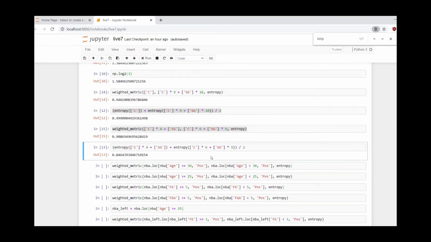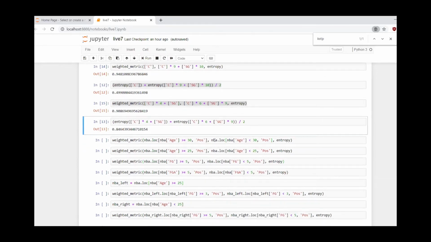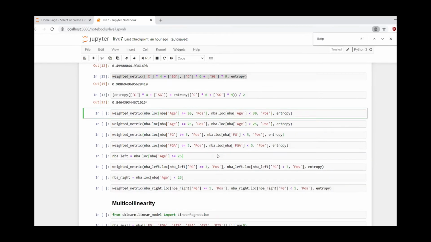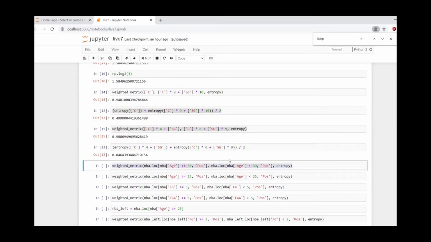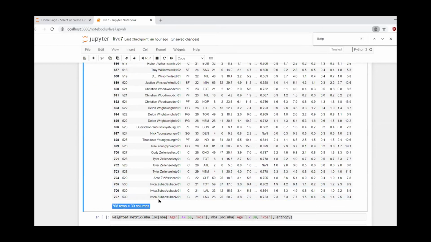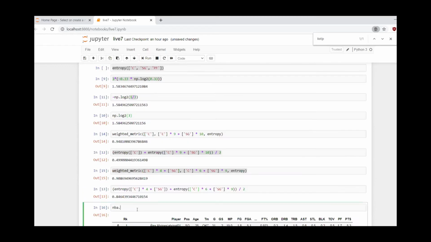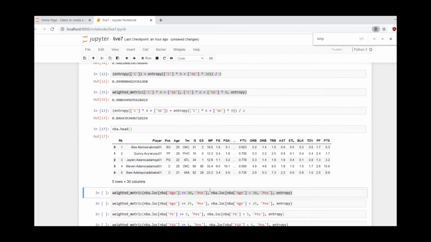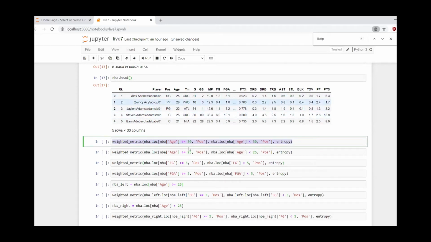Okay, on to fitting decision trees. We didn't really go over fitting decision trees in detail, only at a high level. So how you can fit a decision tree is basically you start with all your labels. I have all of MBA here, 708 rows and 30 columns. We're trying to predict the position. I think there are 5 positions, so we're trying to predict one of those 5 positions.